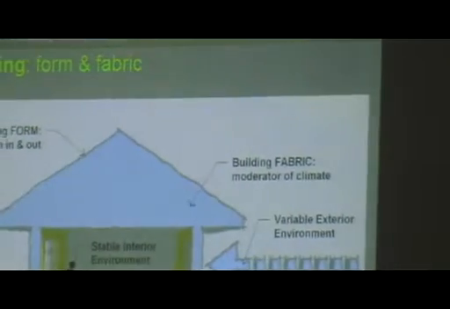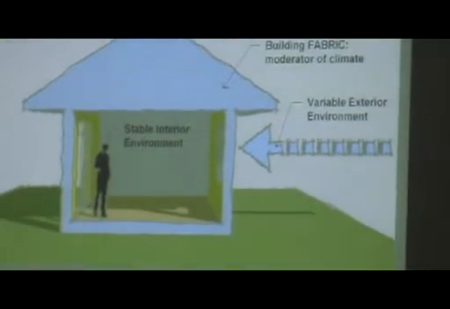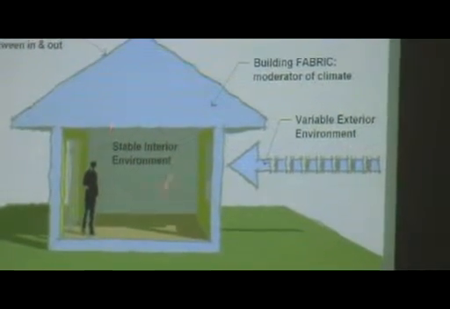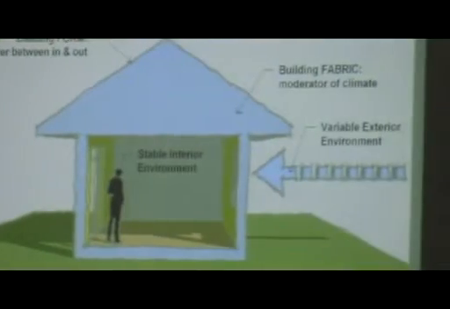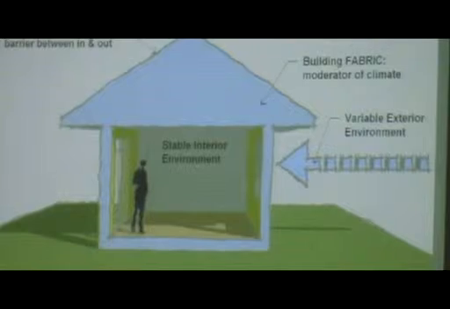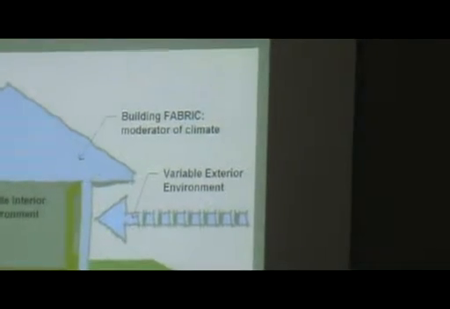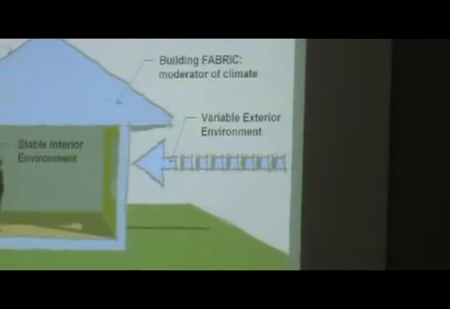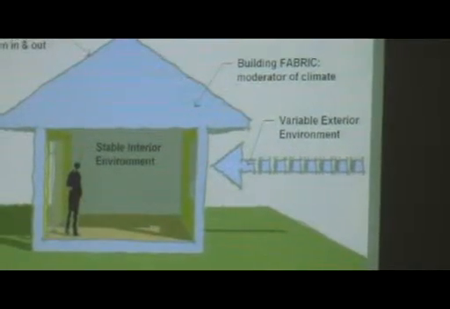Okay? Now, so that's the building form. Barrier between inside and out. Now the building fabric is the moderator of the climate. So, if you want to maintain a stable environment, we can either let light in or block light. We can let breeze in or block breeze. It depends. So these are the functions, no? Since our objective is to create a stable interior environment as against a variable exterior environment, we need the building fabric to moderate the movement of climate, either getting the climate in if it is good, or blocking the climate out if it is not good for that stable interior environment.